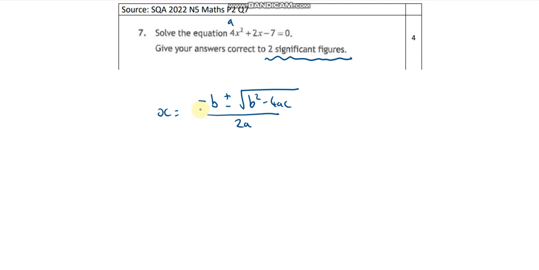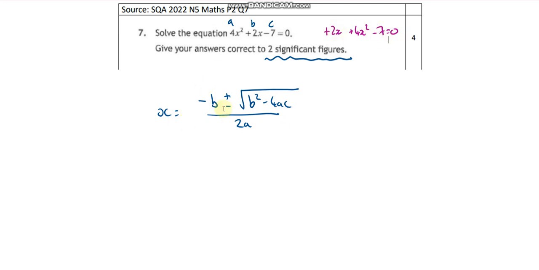A is the number in front of that, b is the number in front of that, and c is what's left over. So don't be fooled. If it was written as 2x plus 4x squared take away 7, a, b, and c are still the same for this. Okay, it's not which number is first, second, and third. It's a is in front of x squared, b is in front of x. Okay, if there is no x or number afterwards, they would simply be 0.